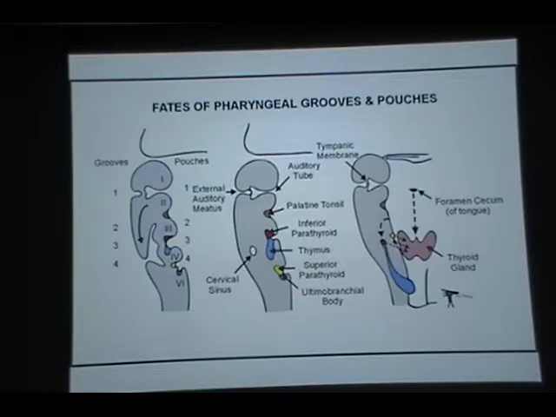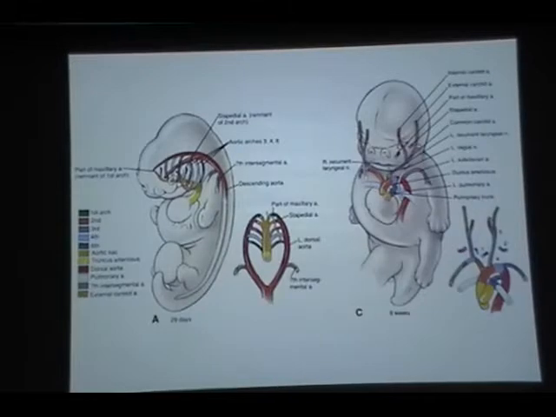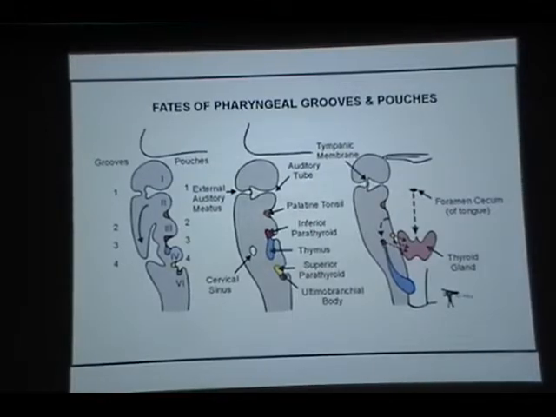The third pouch will contribute cells of the inferior parathyroid gland that will jump onto the thyroid as the thyroid forms. It will also form the thymus. The thymus forms very early, migrates down to cervical levels, down into the thorax, and sits in the anterior mediastinum. The fourth pouch here will contribute the superior parathyroid glands and another gland called the ultimobranchial body that also jumps onto the thyroid gland as it forms.